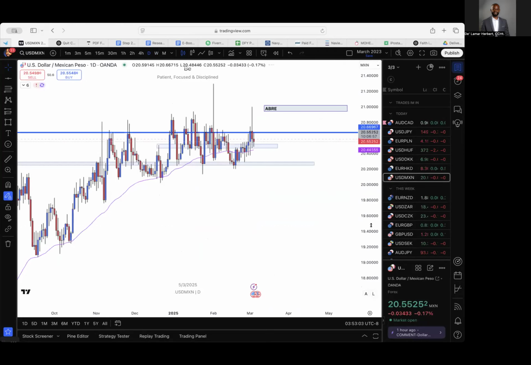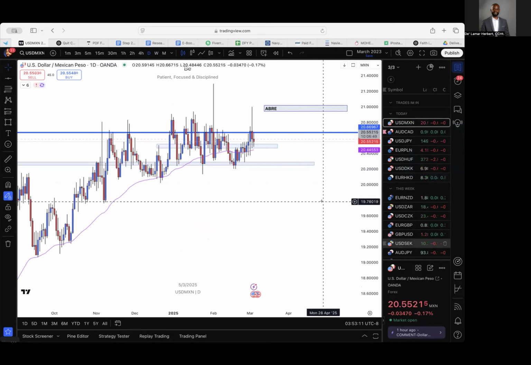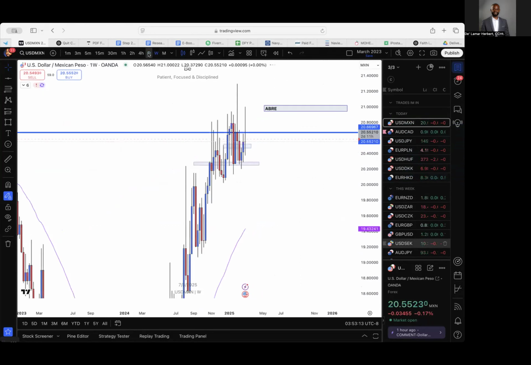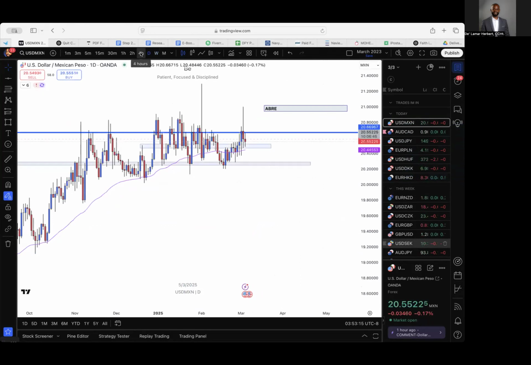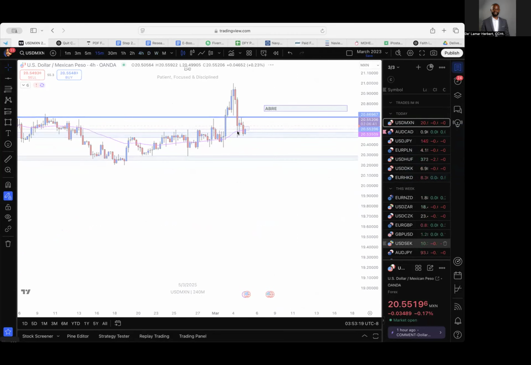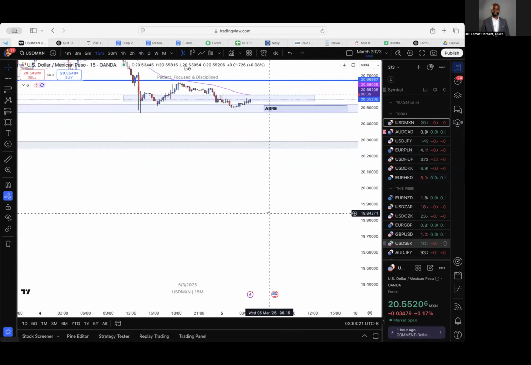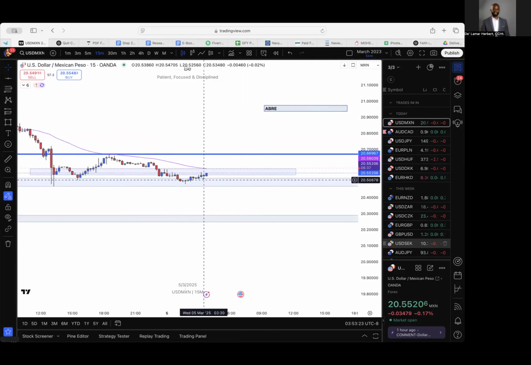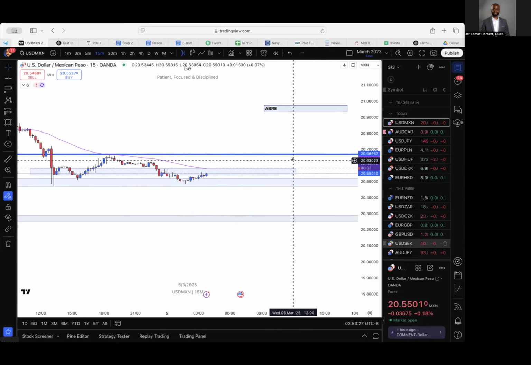And then lastly, USD Mexican peso. We are pretty much in alignment with everything. Actually, I'm gonna move this up higher. It's more in alignment with everything else. Weekly is bullish, daily is bullish, 4 hours bullish. We just now need to go down here and just wait for this accumulation, which looks like it's happening. We're having an accumulation. Now we just need to see a break, a retest, and an entry, and then we will be good to go.